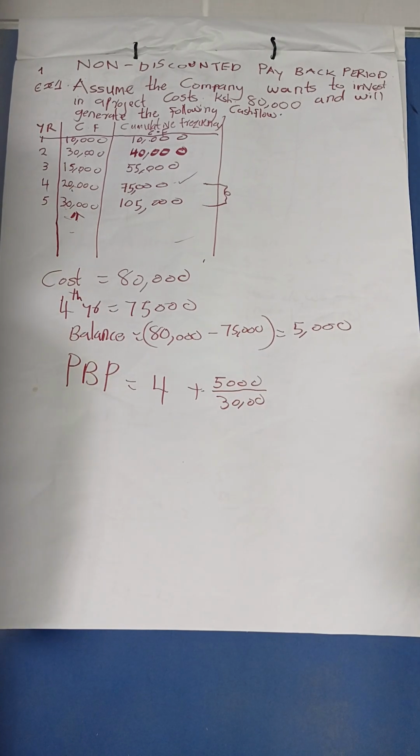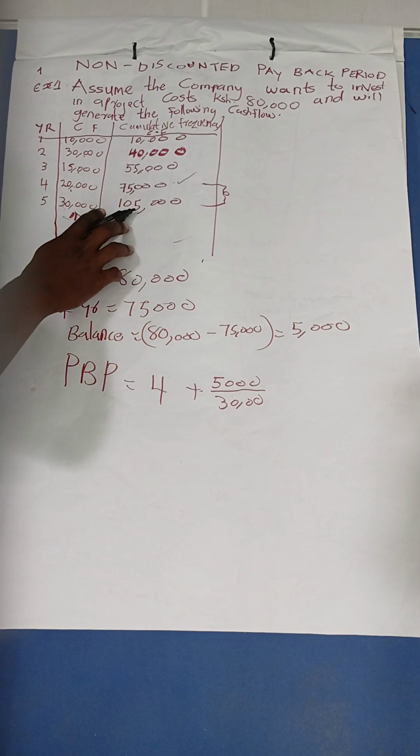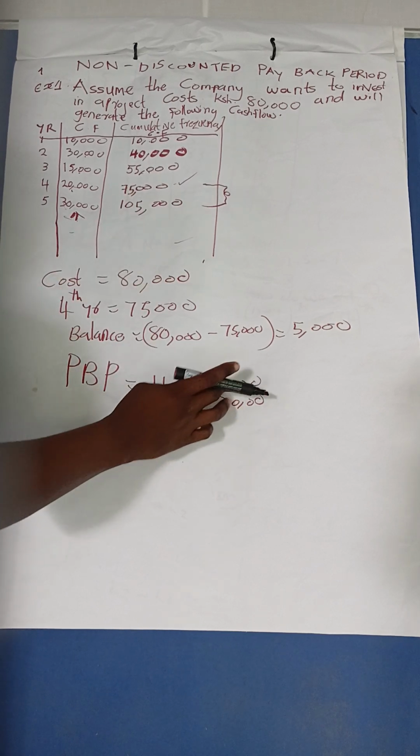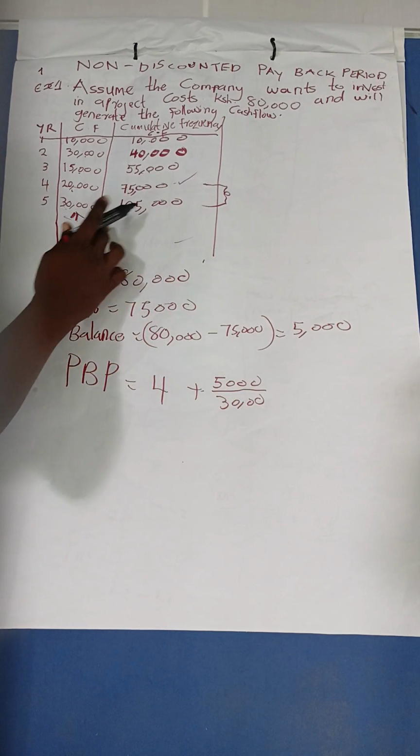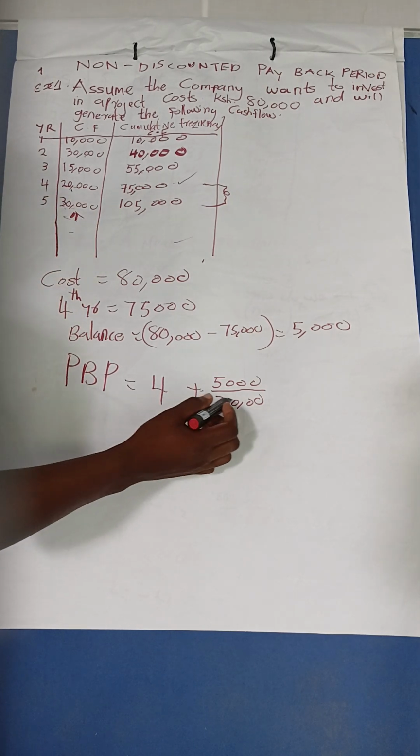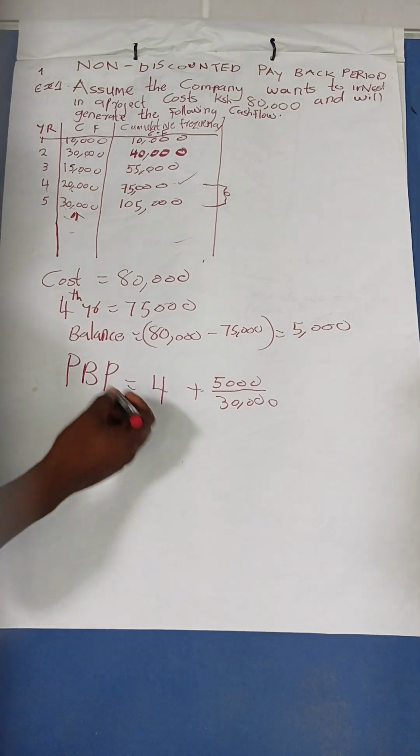That is the total cash flow of the next year, that is after the 4th year now, where we have to recover our 5,000. We have to recover it in this one of the 5th year. So for us to recover from that, we are going to divide with the cash flow of that year, which is 30,000. Good.